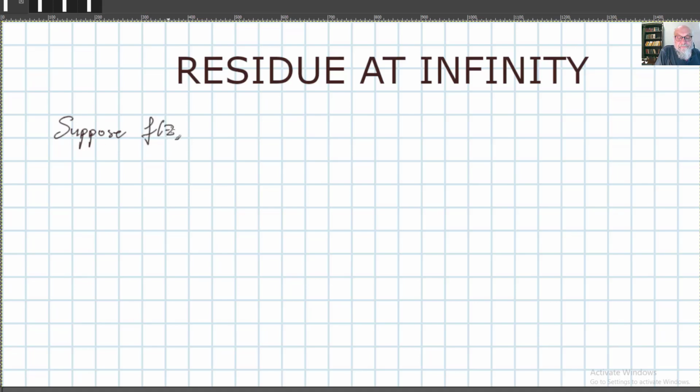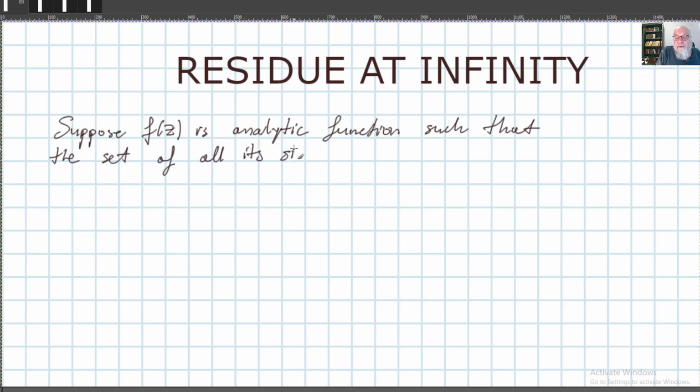Suppose f of z is an analytic function such that the set of all its singular points is bounded. So let's emphasize this: bounded.